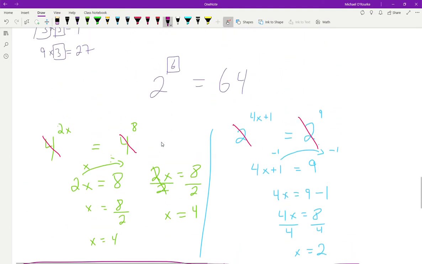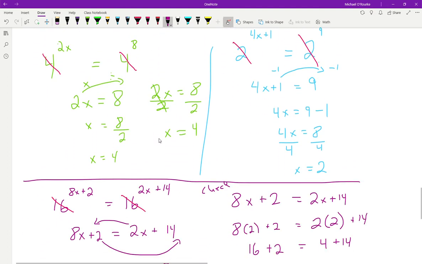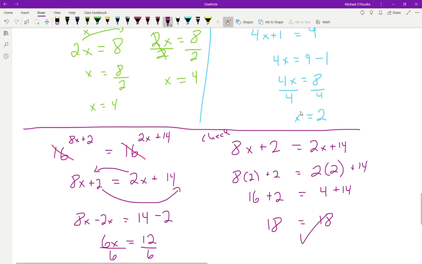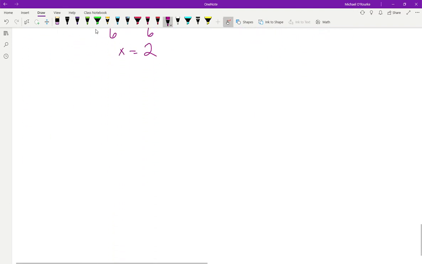So hopefully the big thing here that you should take away is if the bases are the same, we can drop the bases, and then we just work with the exponents in solving a simple equation. Okay? So let's change it up for you.